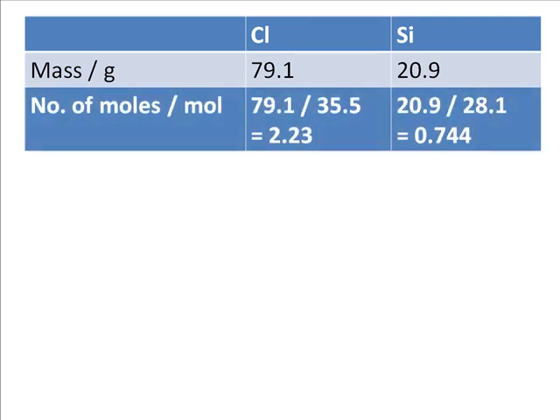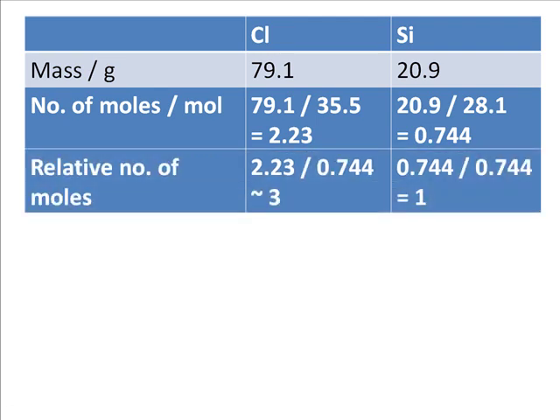The molar mass of chlorine is 35.5 and the molar mass of silicon is 28.1. Now I will divide the masses by the respective molar mass, and this will give me 2.23 moles of chlorine and 0.744 moles of silicon. Now, do we already have the empirical formula? Now the relative number of moles are in decimal places. Now this will not give us a very neat empirical formula, would it?